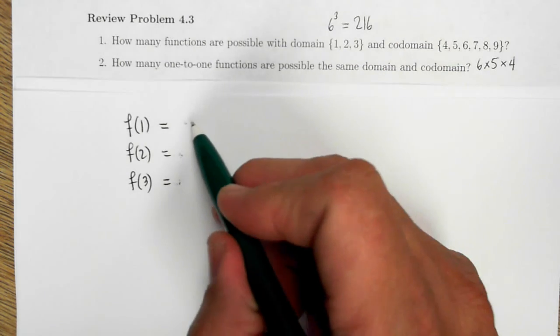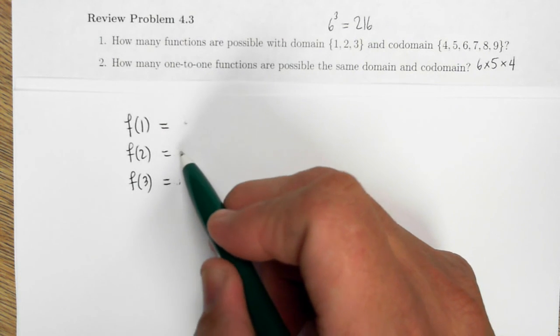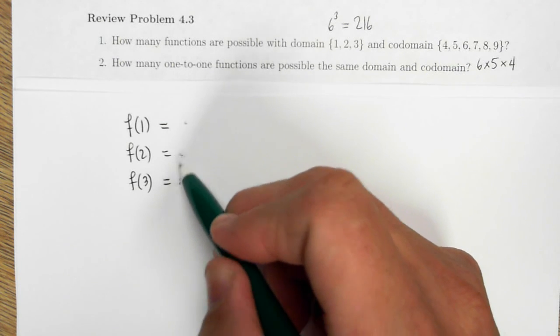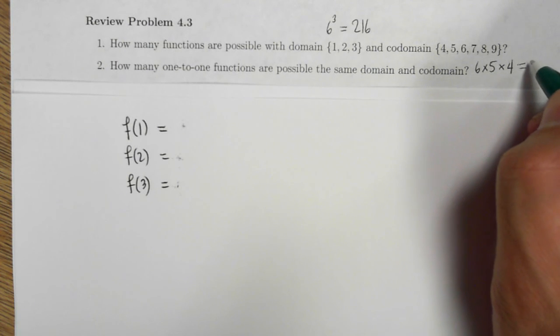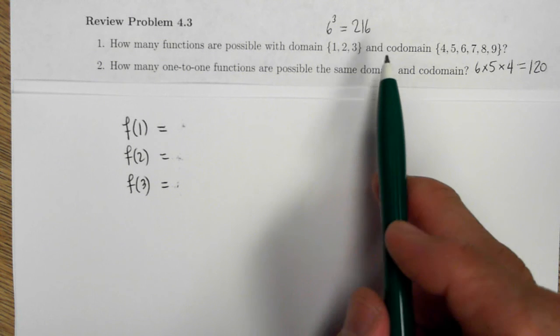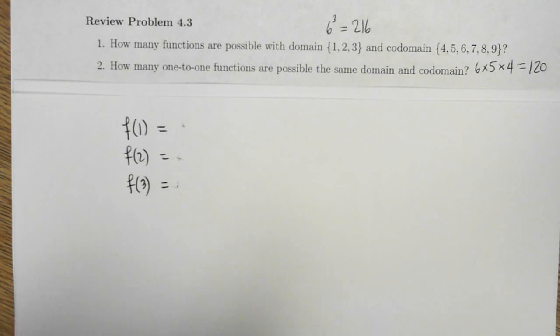So to go over this again, there's 6 possibilities here, but if the function is supposed to be one-to-one, then this value can't be the one here, and this value can't be either of the 2 here. So the answer is 6 times 5 times 4, which is equal to 120. So there are 216 functions that go from here to here, but only 120 of them are one-to-one functions.